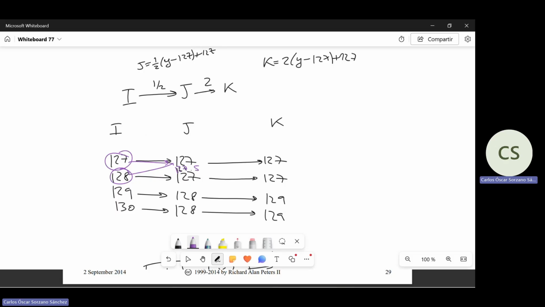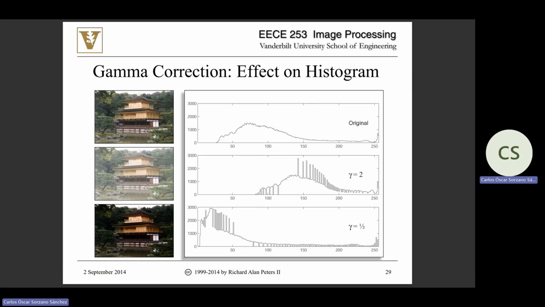So the bin in the histogram of this 127 and the bin in the original histogram 128 will add up in the output in the same bin. So these spikes are coming from decreasing contrast, and these ones from increasing contrast. And the same here for the other.